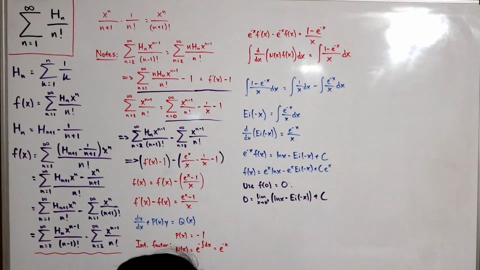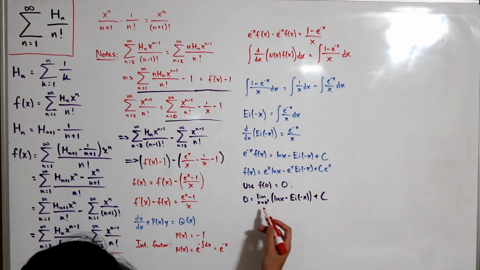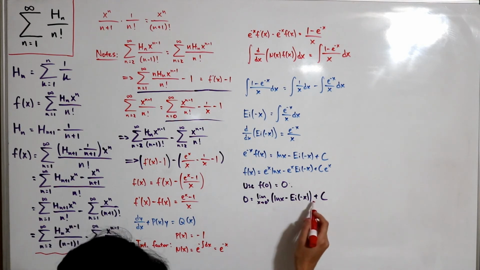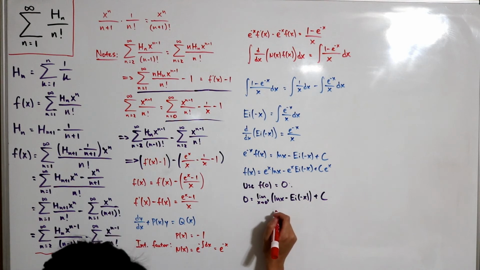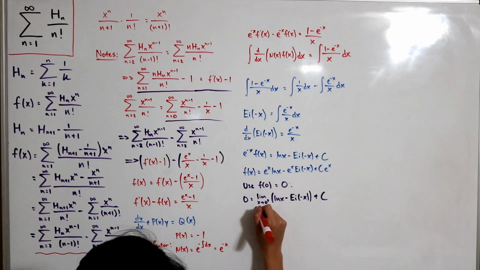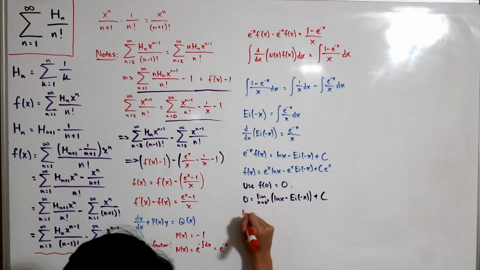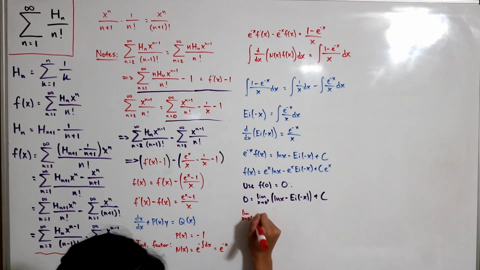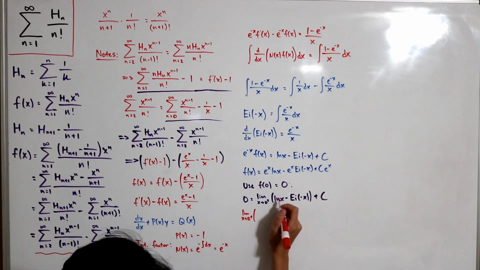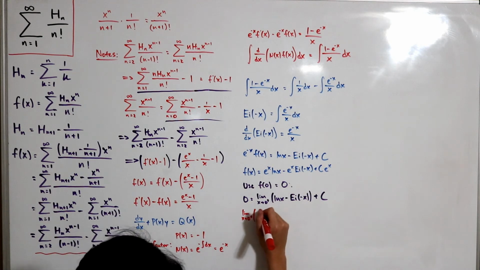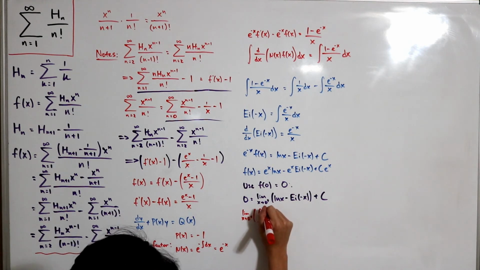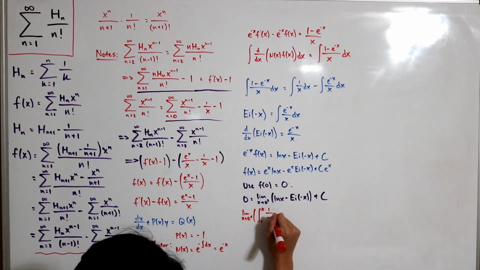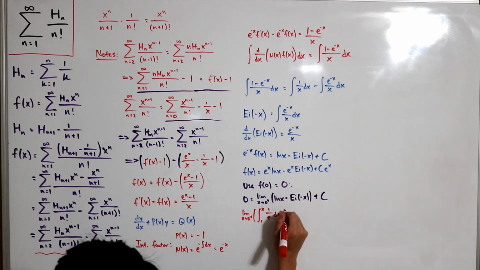Okay, so now this is where things get interesting. We want to evaluate this limit, and then we could solve for our constant c. What I can do from here is write this as the limit as x approaches 0 plus. Then the natural log of x, I can rewrite as an integral from 1 to x of 1 over t dt, right?